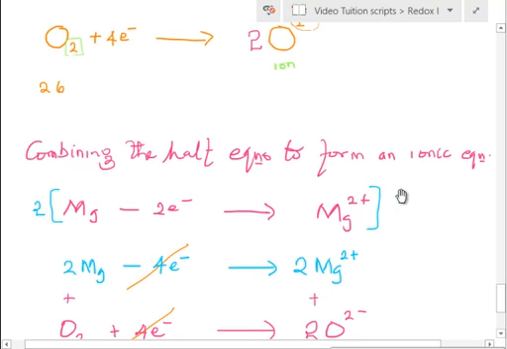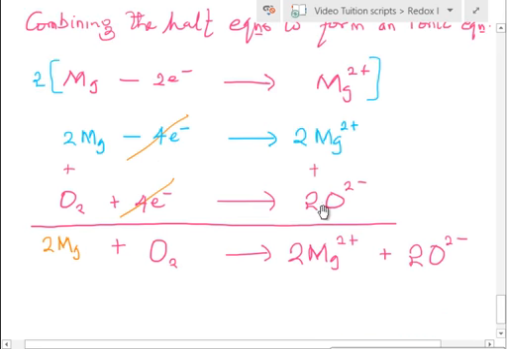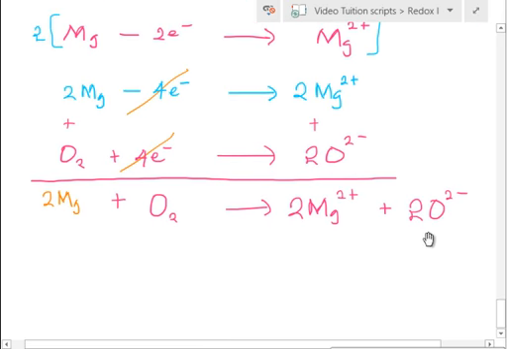If we want to combine the two equations, combining the two half equations will give us an ionic equation. These are the two half equations. This is the first half of the equation, this is the second half. But if oxygen gained 4 electrons, magnesium must have lost 2 electrons. So we balance the electrons lost and gained by multiplying all the sides by 2 to make this 4, and it goes with this 4 here. So we got minus 4 electrons here. This one cancels out this, and at the end of the day we add the reactants and combine the products.